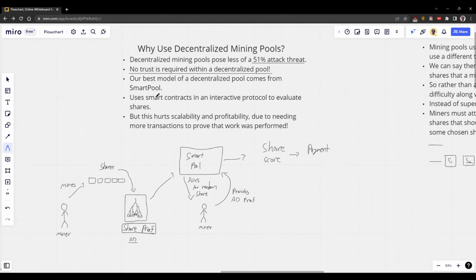Now, let's look at the SmartPool protocol, which is going to be our best model of a decentralized mining pool so far. The way SmartPool works is it uses smart contracts in an interactive protocol to evaluate shares. Now, what does that mean?